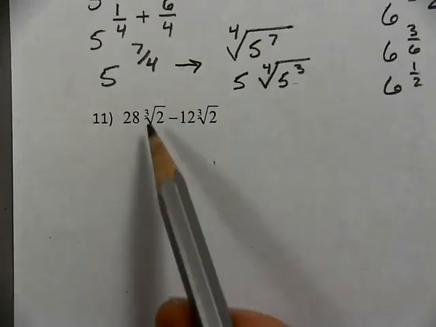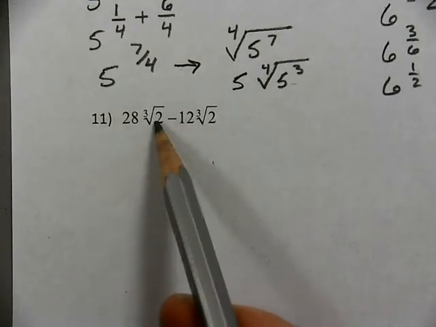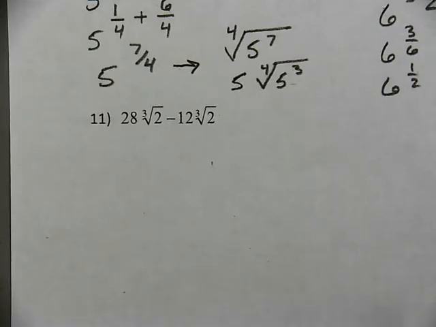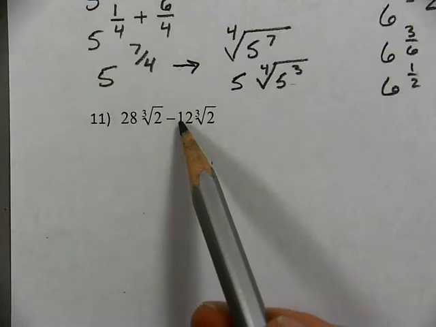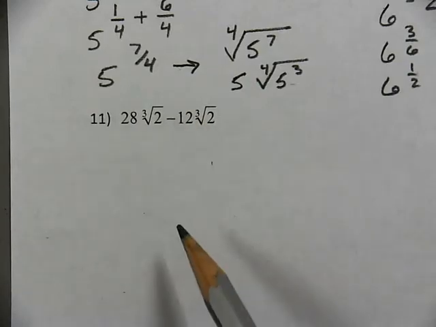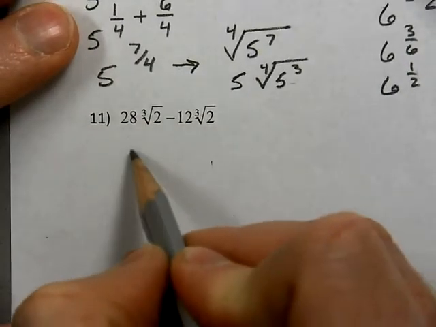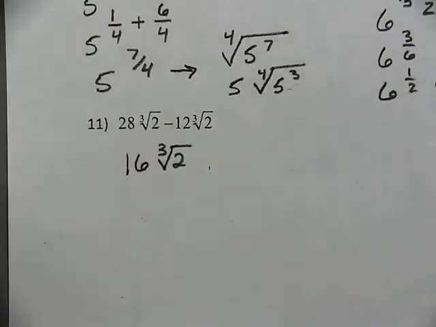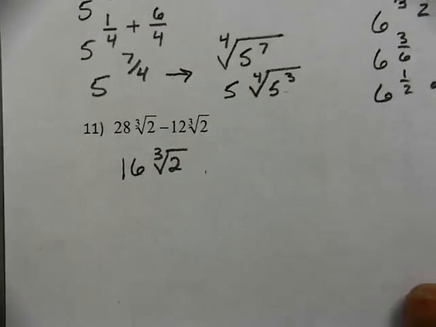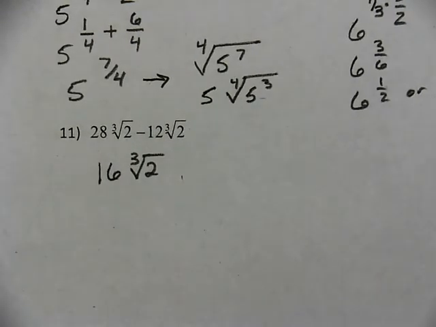Okay, for number 11, notice that the indexes are the same and the radicands are exactly the same. So really, this is 28 times something minus 12 times that same something. So it's just 16 times that something. 16 times the cubed root of 2. There's really no work to be shown. 28 minus 12, 16. And you bring down your radical.